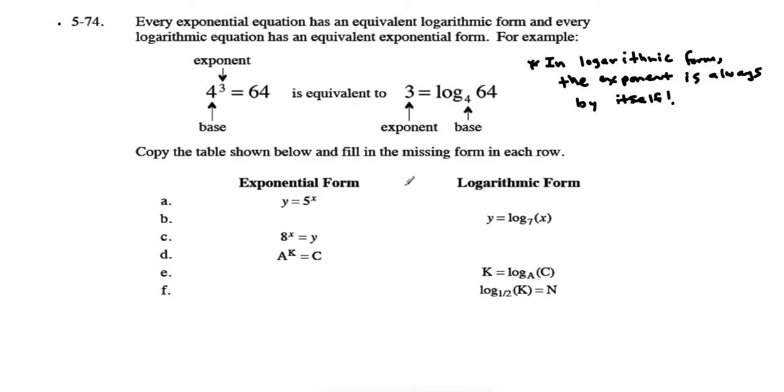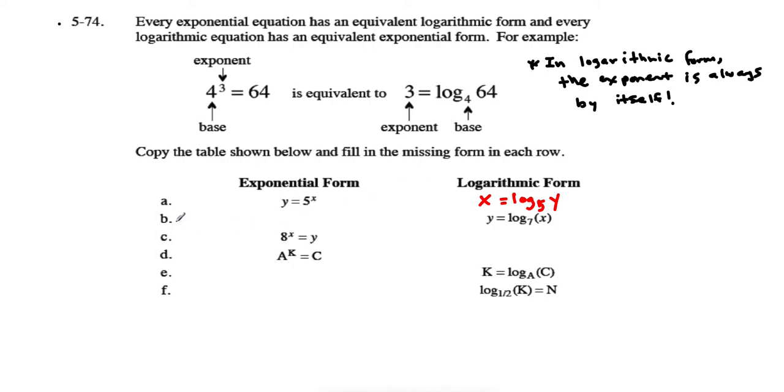Anyway, let's take a look here. Copy the table shown below and fill in the missing form in each row. If it's an exponential form, we have y is equal to 5 to the power of x. Remember, 5 is our base, x is our exponent. When we go to logarithmic form, the exponent is always by itself. So x ends up being by itself on this side. So x is equal to log base 5 of y.